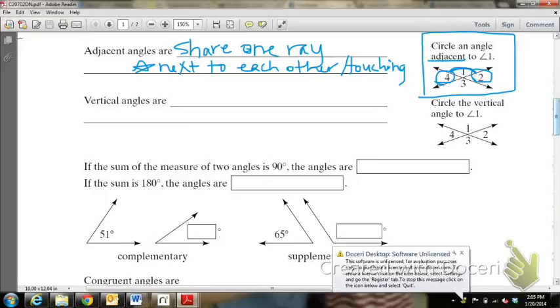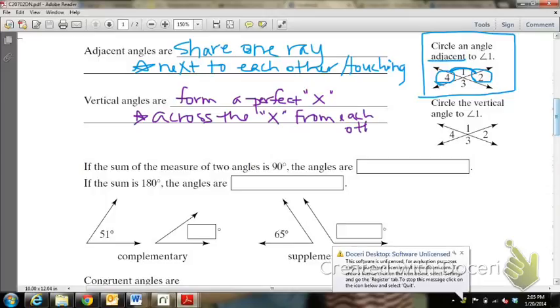Now vertical angles, I'm going to say that they form a perfect X. Okay, they are across from each other. They're across the X from each other. Where adjacent are touching, they're next to each other. Vertical are across the X. So over here, vertical, here's angle 1. Across, see how here's the X? Here's the nice X. Across the X is angle 3. That's vertical.